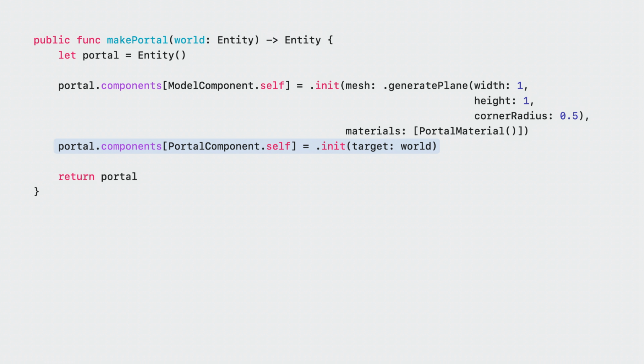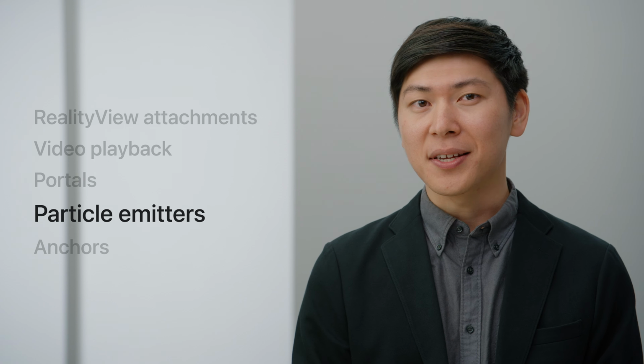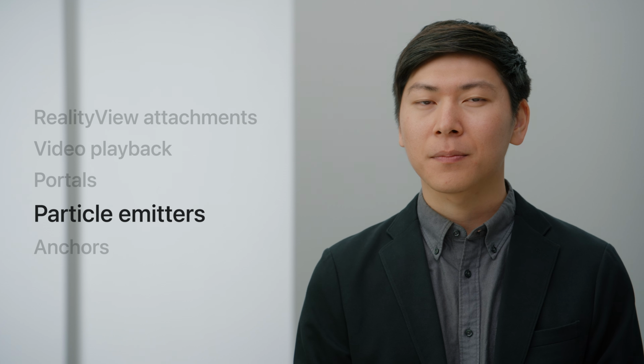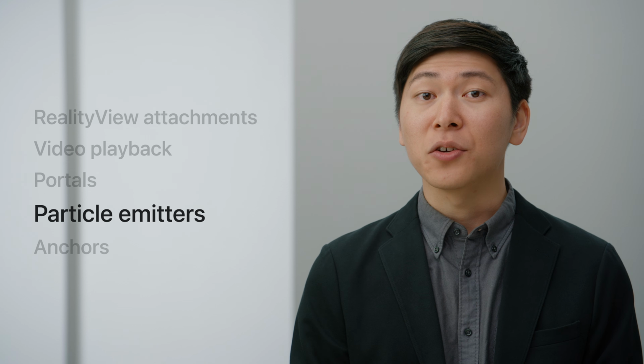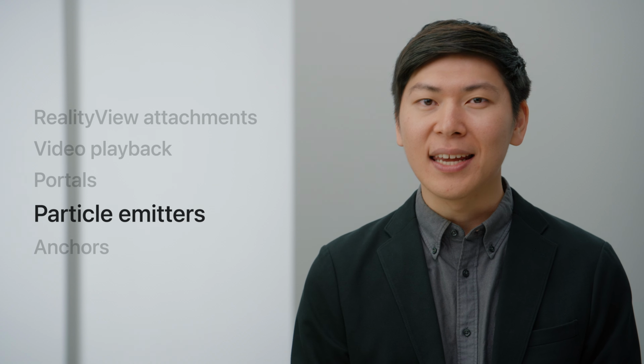Next, let's decorate the rim of the portal with a particle effect. To do this, we can use the particle emitter component provided in RealityKit. Particle emitters can be used to represent many different visual effects in RealityKit, such as sparks, snow, and impact effects.